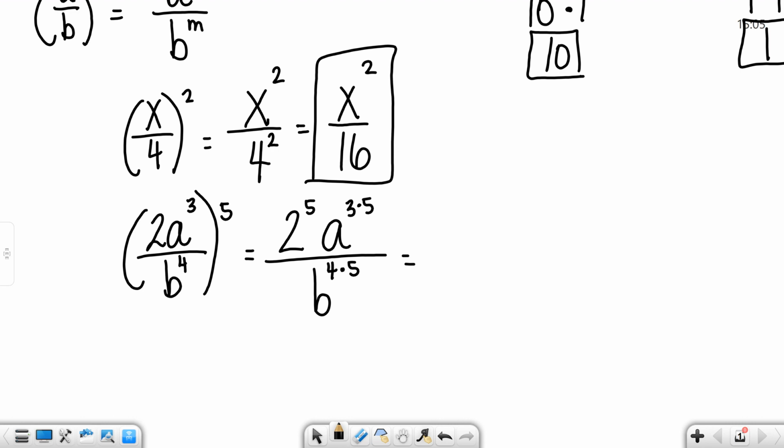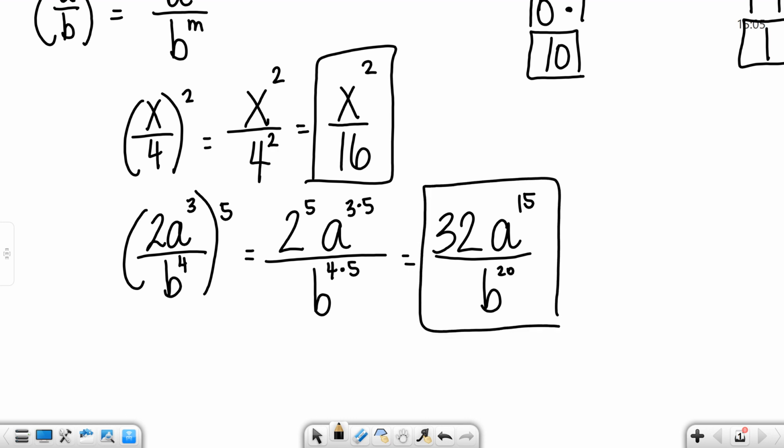So we end up with 2 to the fifth is 32. This would be a to the 15 and b to the 20. So that would be our final answer there. So super careful, making sure that we raise everything in those parentheses to that outer exponent.